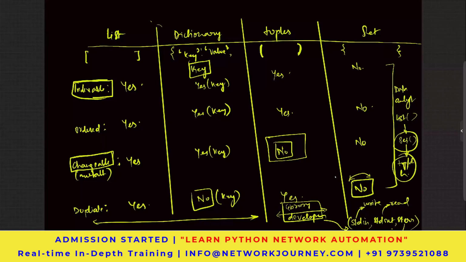Okay, so list and dictionary most of the time, tuples only if you are into the development side. Otherwise, you will hardly find yourself writing any tuples. And set, very rare scenario. I have actually never seen this unless we have been asked to remove duplicates. Otherwise, we hardly use set. So list and dictionary is something which you should know.